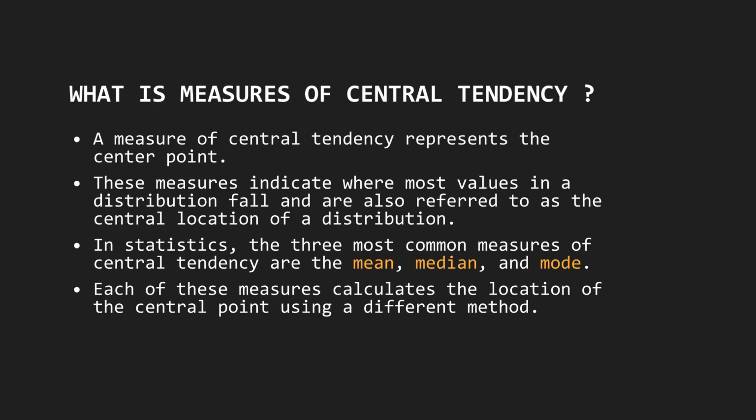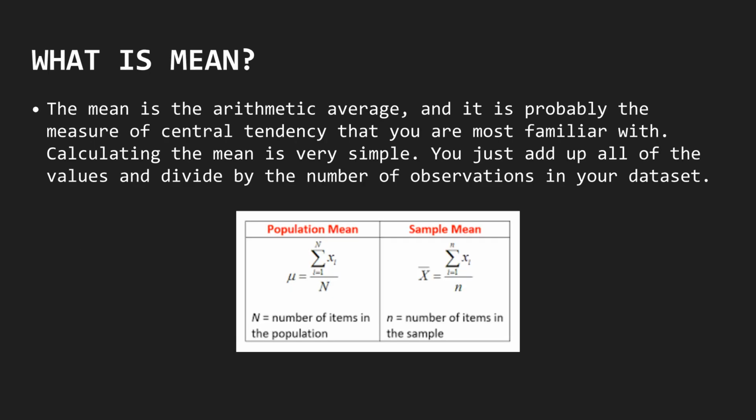Measures of central tendency represent the center point of a dataset, indicating where most values fall. The three most common measures are the mean, median, and mode, each calculating the central point differently. The mean is the arithmetic average. To calculate it, you sum all values and divide by the number of observations in your dataset.